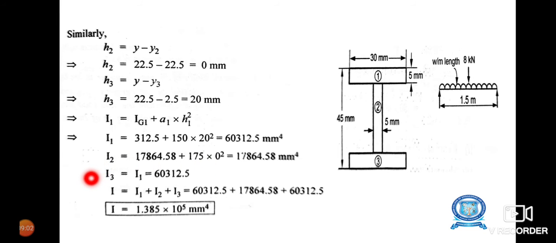So we calculate the total value of I. For the total value of I, we add I1 plus I2 plus I3. Adding all the I1, I2, I3 values, we got the answer of total I, that is 1.385 into 10 raised 5 millimeter power 4.